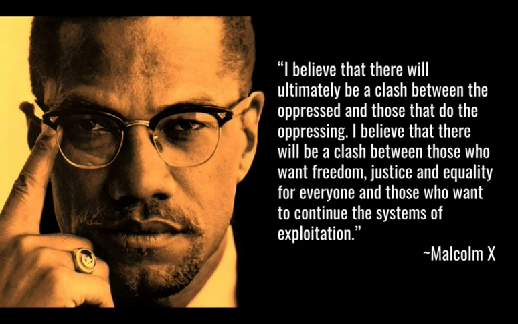I believe that there will ultimately be a clash between the oppressed and those that do the oppressing. I believe that there will be a clash between those who want freedom, justice, and equality for everyone, and those who want to continue the systems of exploitation. So that little quote on its own doesn't show you Malcolm X's utilitarianism, but of course the fact that he's on the side of wanting to abolish the systems of exploitation by any means necessary, that's what kind of shows you, okay, well, he's looking for good consequences, but he's willing to get to those good consequences essentially by breaking some conventional rules about nonviolence.